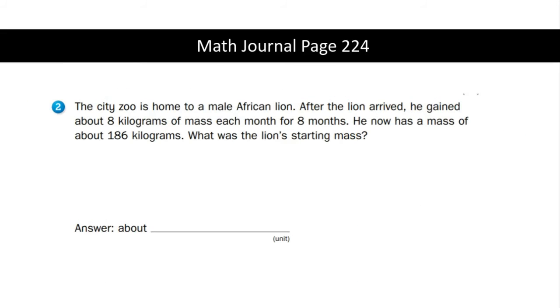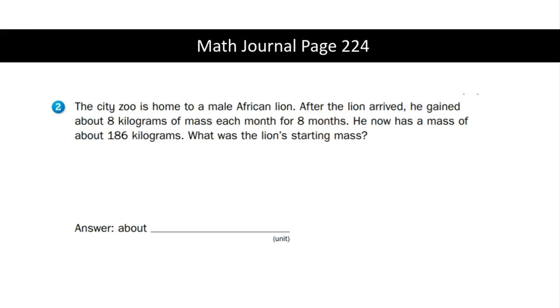Let's take a look at a number story. Turn in your books to page 224. Remember, the first thing you must do is to read to make sense of it. The city zoo is home to a male African lion. After the lion arrived, he gained about 8 kilograms of mass each month for 8 months. He now has a mass of about 186 kilograms. What was the lion's starting mass?